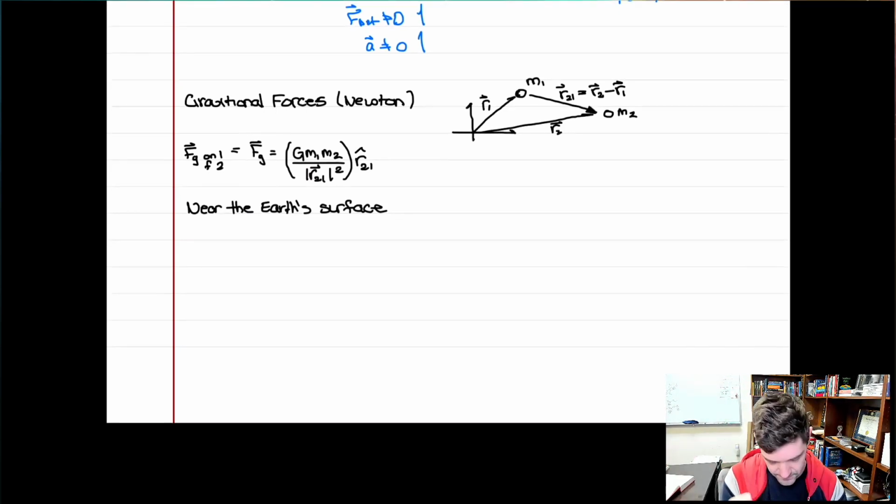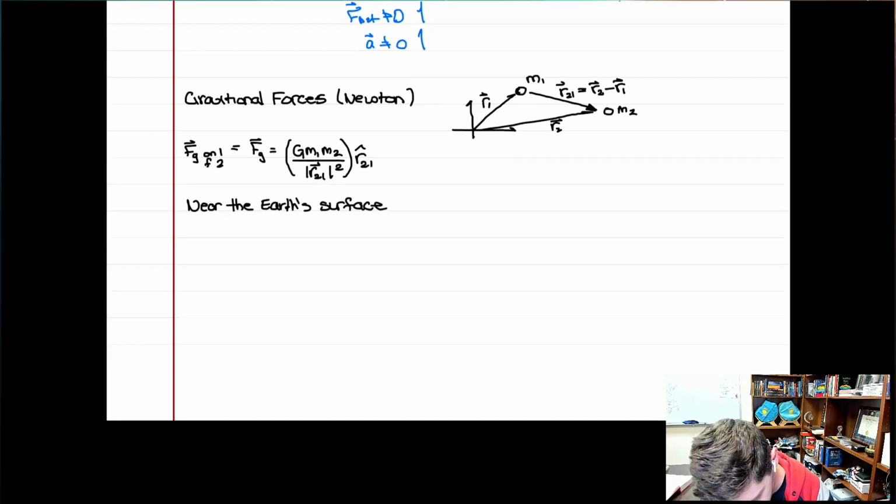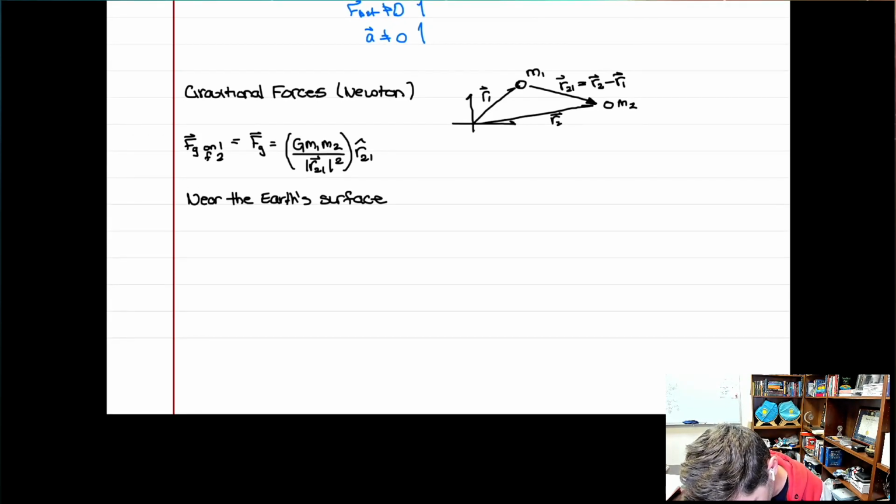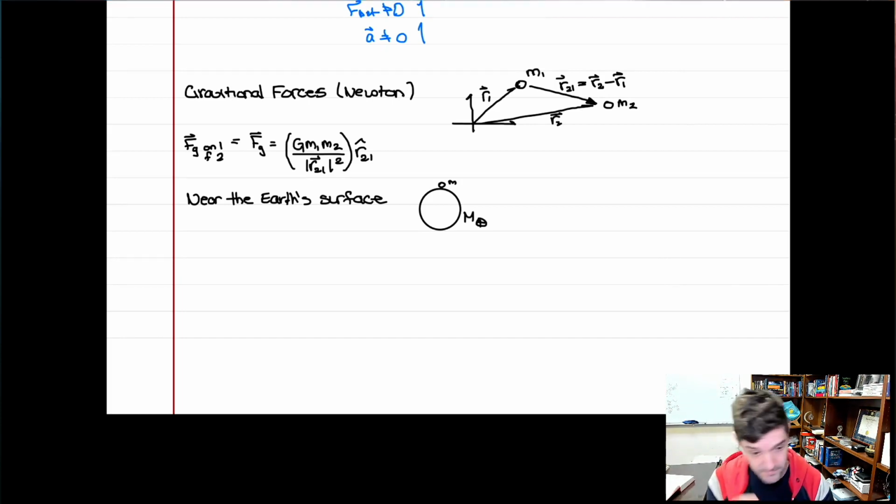But back down to Earth. Forgive the pun. Near the Earth's surface, what are we dealing with? If we're dealing with gravity from the Earth, usually we're dealing with, say, some object that has a little mass m. It is being pulled by the Earth that has mass m Earth. Remember that circle cross is the astronomical symbol for the Earth.